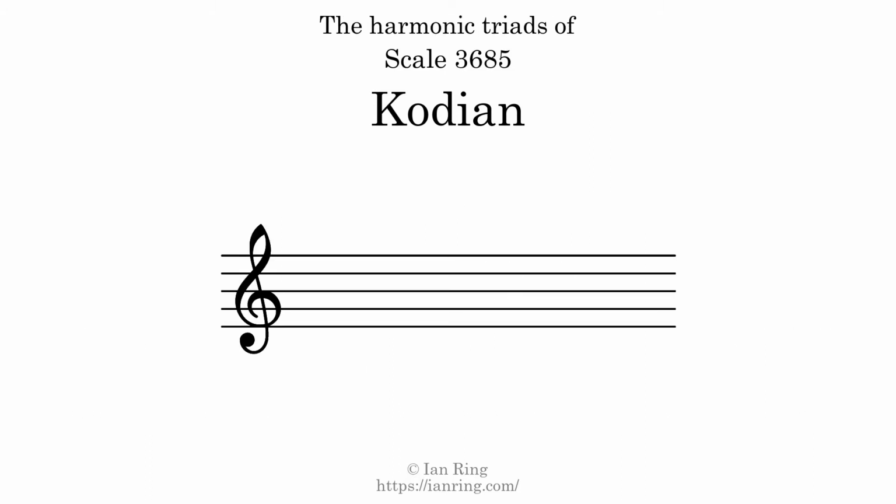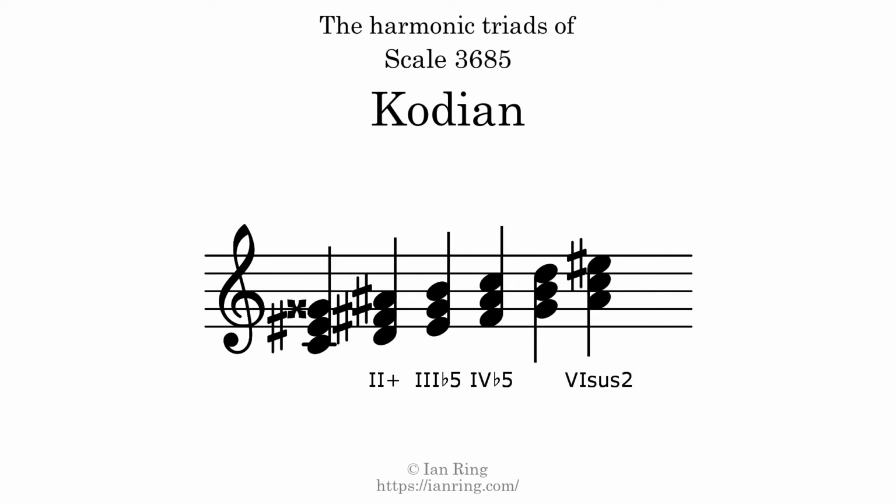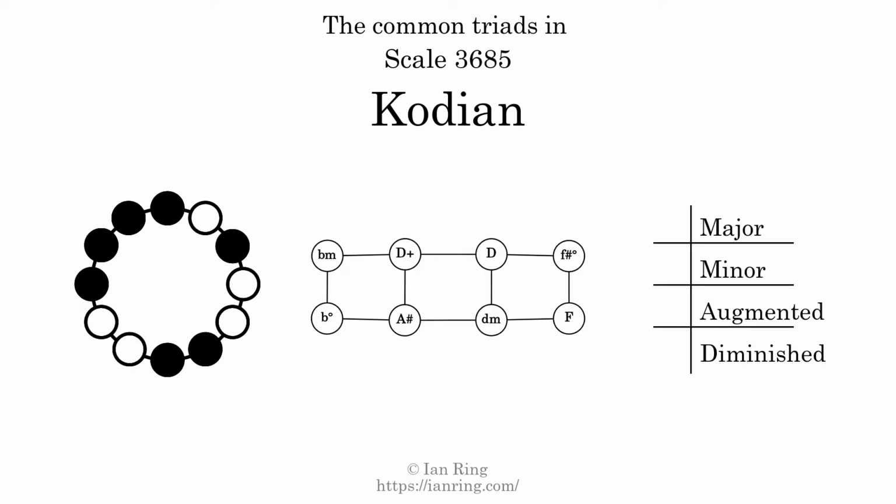1110011000101. Here are the harmonic triads present in this scale. Unnamed, augmented, major flat 5, major flat 5, unnamed, sus2, minor. Here are the common triads present in this scale. The diagram in the center is a graph of parsimonious voice leading between triads.